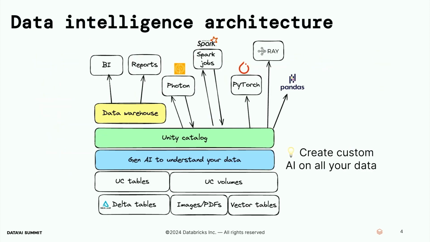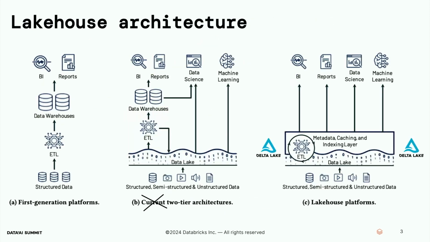Sweet. All right. Let's take a look at the evolution of how organizations have been architecting their data systems. So in these first generation platforms, organizations were ETLing structured data into data warehouses for BI and reporting purposes. Now that worked great until organizations wanted to take advantage of advanced analytics like data science and machine learning. So then organizations started taking a data lake, ETLing part of it into a data warehouse for BI and reporting, and then just querying the data lake directly for data science and machine learning.